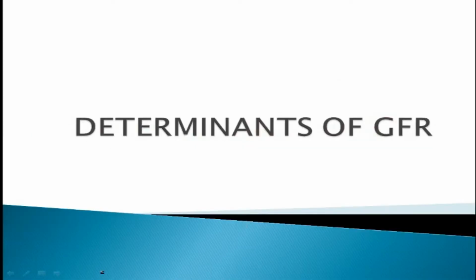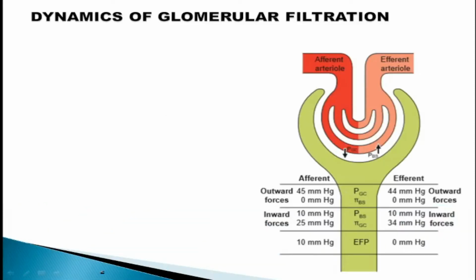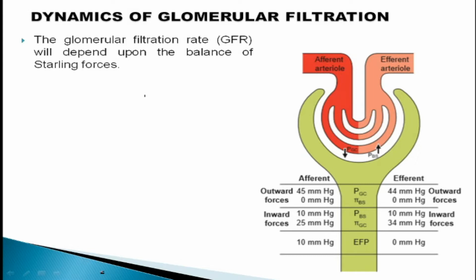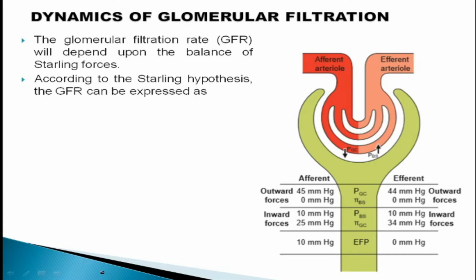Moving on to another important aspect of glomerular filtration, that is determinants of glomerular filtration. What are the determinants of glomerular filtration? As you all know, filtration will always occur across the glomerulus whenever there is a pressure difference across the filtration membrane. So, as filtration occurs in any other capillary system, even in the renal system, the filtration rate will depend upon a balance of the Starling forces.